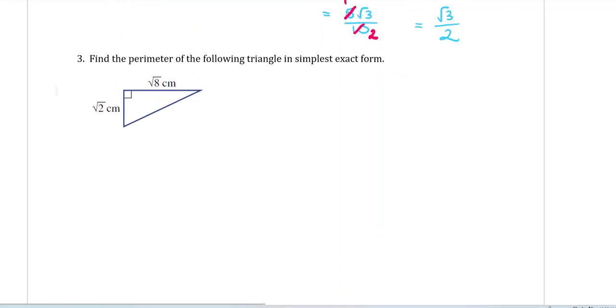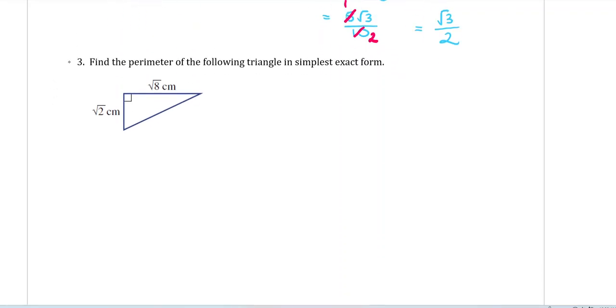Okay, one more question, which we'll put a star next to for this being the challenge question. Find the perimeter of the following triangle in simplest exact form. So we did one similar to this in the last question where we were just finding the hypotenuse. So we're going to start the same way. The hypotenuse is this one here. The hypotenuse can be found using the formula h equals the square root of a squared plus b squared.